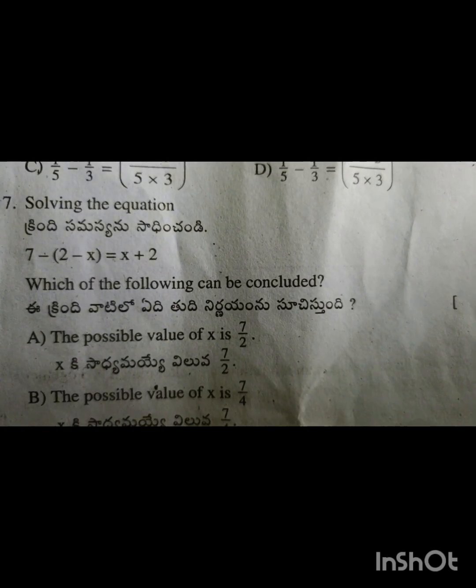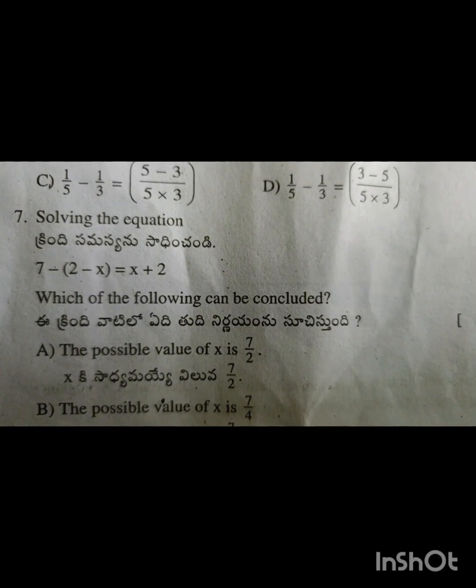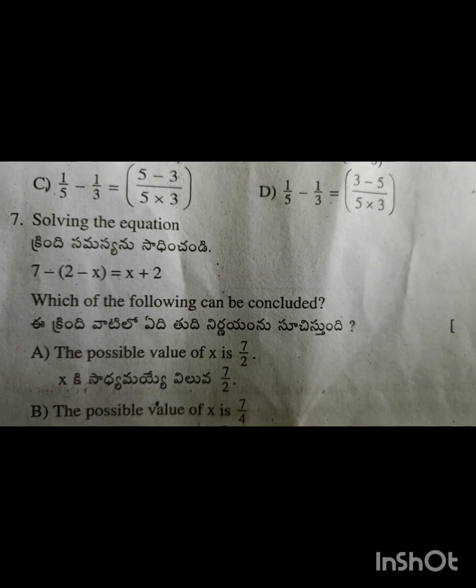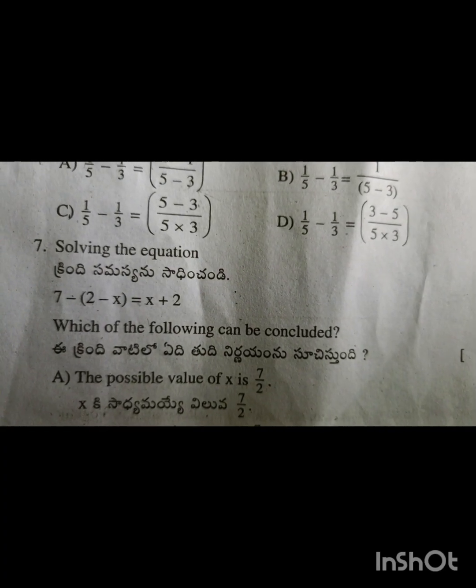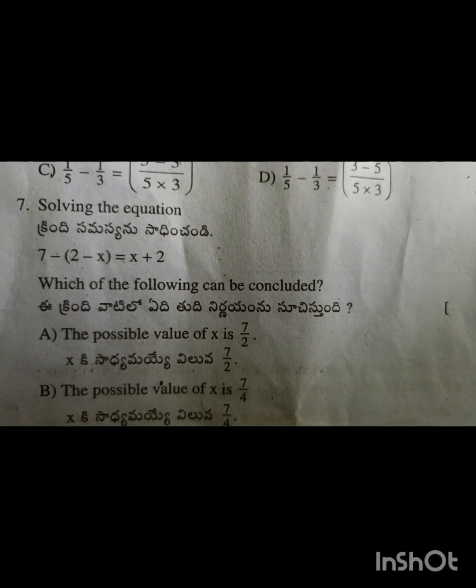Next, question number 7. Solving the equation 7 minus of 2 minus x is equal to x plus 2, which of the following can be concluded? Here if you simplify, 7 minus 2 plus x is equal to x plus 2. This side x is there, that side also x is there. So see the options, both sides x gets cancelled, so that's not the right expression.